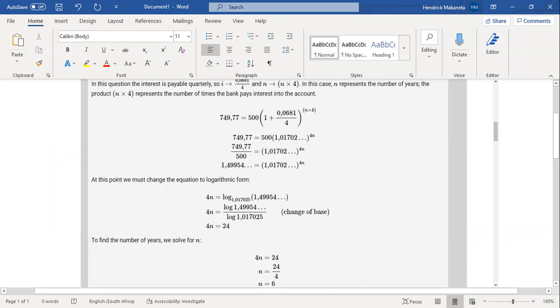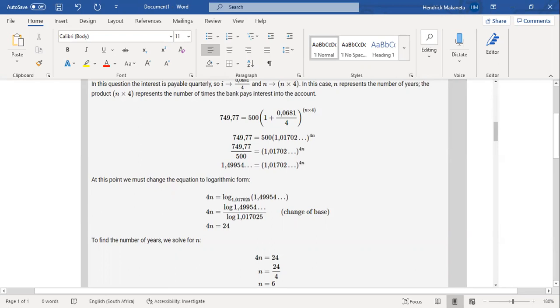So you multiply your number of years by 4 there, because in a year there are 4 quarters. So once you divide 0.0681 by 4, and then you add 1 there, you will get 1.01702. It's a recurring decimal, and the exponent there will be 4n now that we have multiplied n by 4.